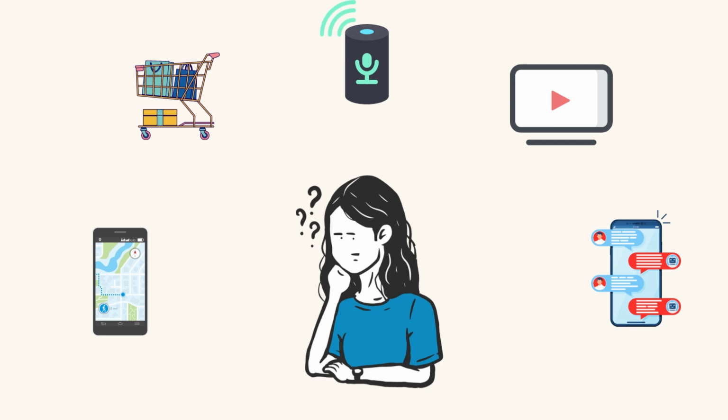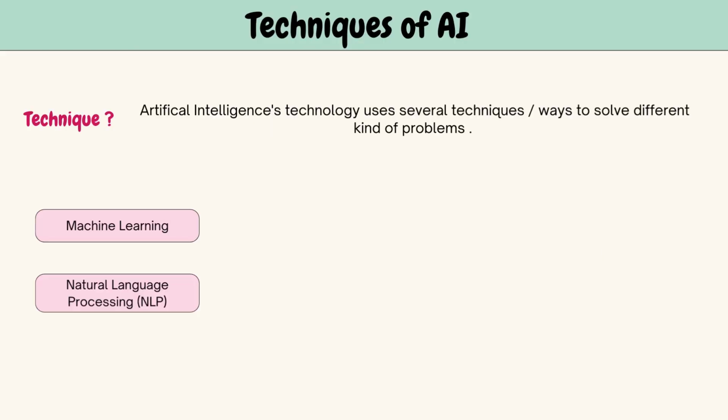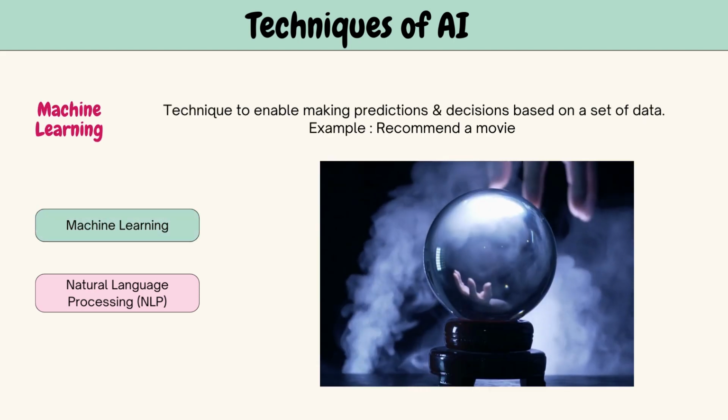So now, if you're wondering how does AI actually work, there are multiple techniques of AI to accomplish the specific task it's set out to do. For this video, we will be discussing two different techniques, which are called machine learning and natural language processing, short for NLP. So you can think of the techniques as different ways to solve different kinds of problems. So let's dive into machine learning.